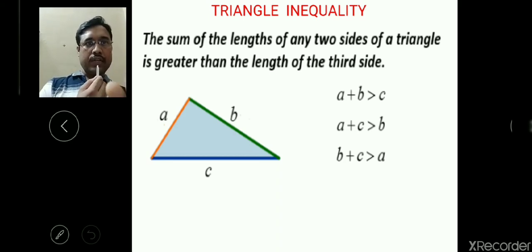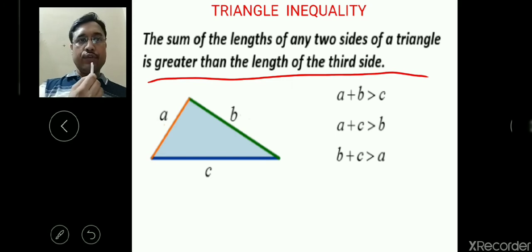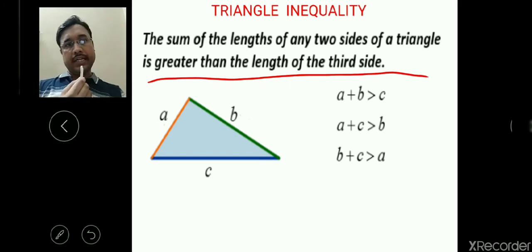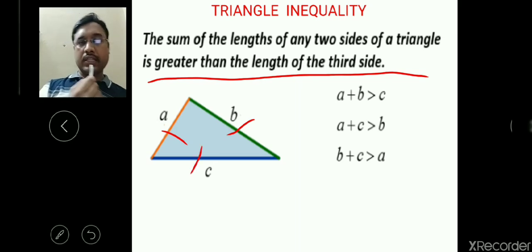The sum of the lengths of any two sides of a triangle is greater than the length of the third side. This is the triangle inequality property. For example, in this diagram, this is a triangle in which the sides are A, B and C. These A, B and C are showing the sides of this given triangle.